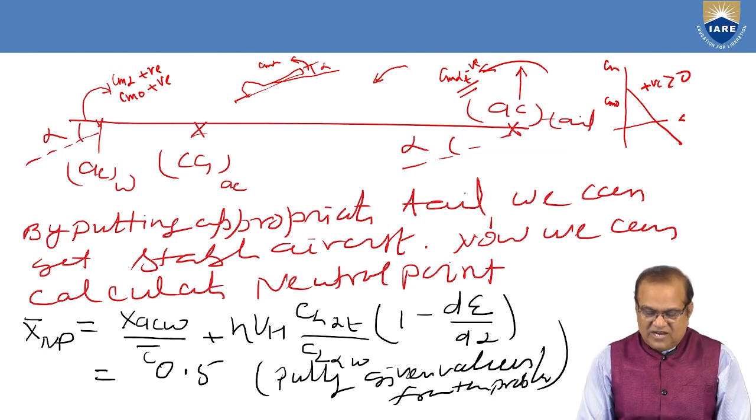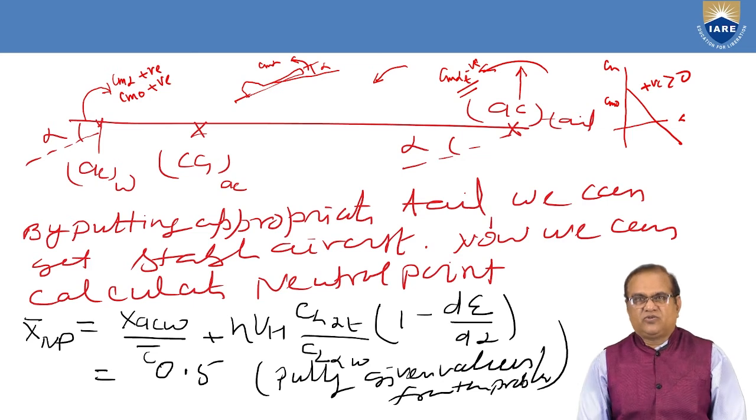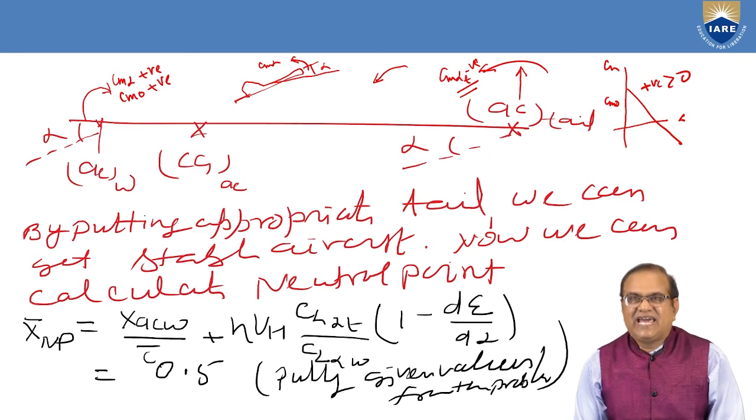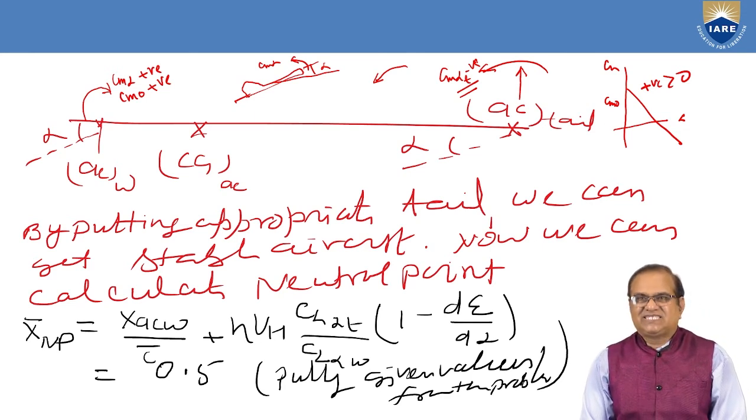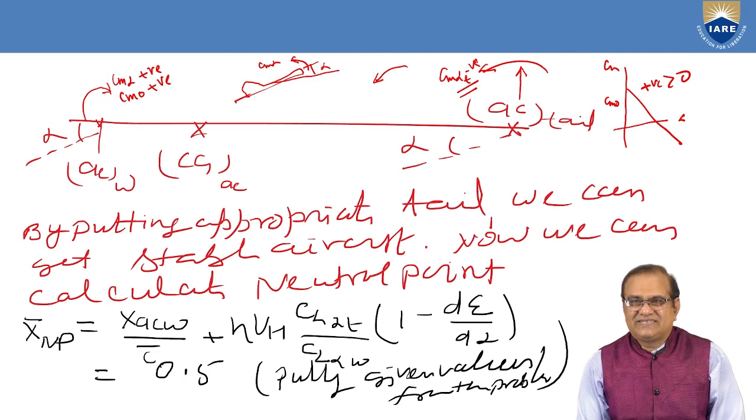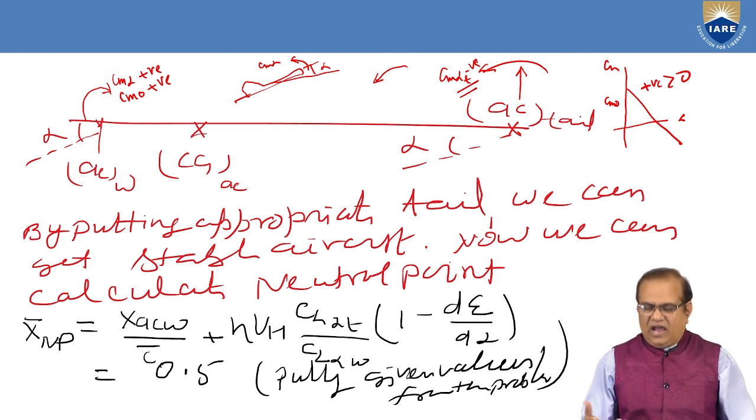Now we can calculate the neutral point. So we can see that x neutral point is equal to x AC over C bar plus eta V_H C_L alpha T by C_L alpha W times (1 minus d epsilon by d alpha).